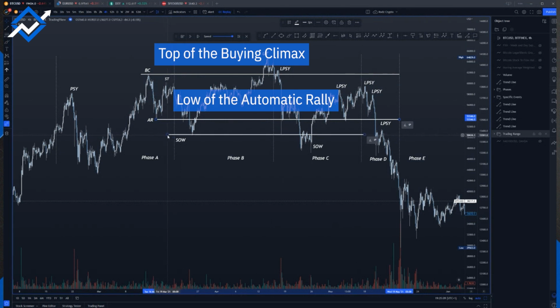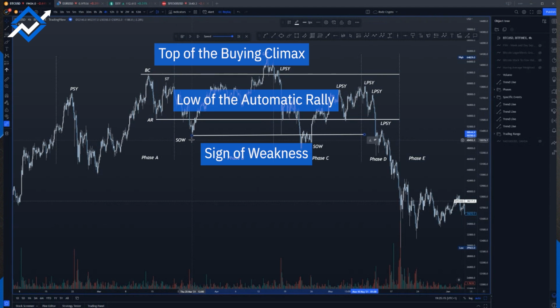Now, for the final trading range, we are going to use this low here, this specific event which occurs during phase B, straight after the secondary test. This marks the beginning of phase B, the sign of weakness.